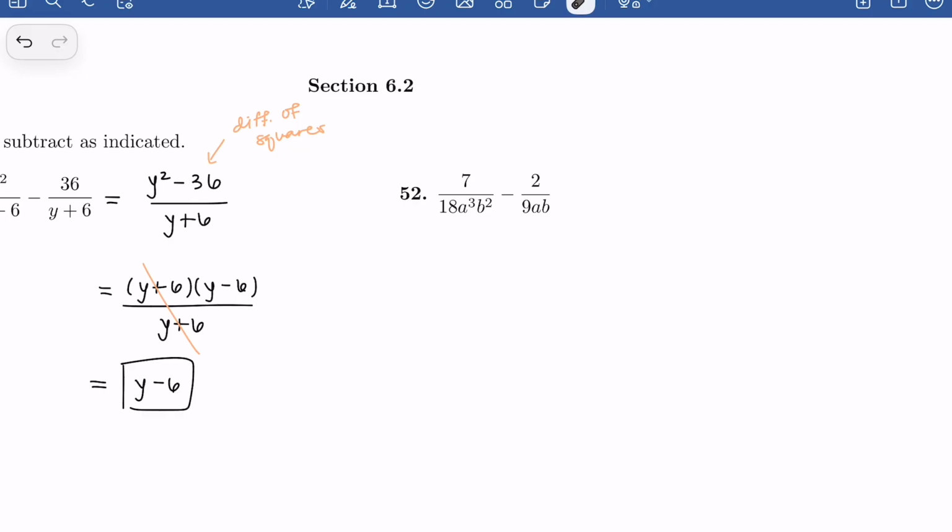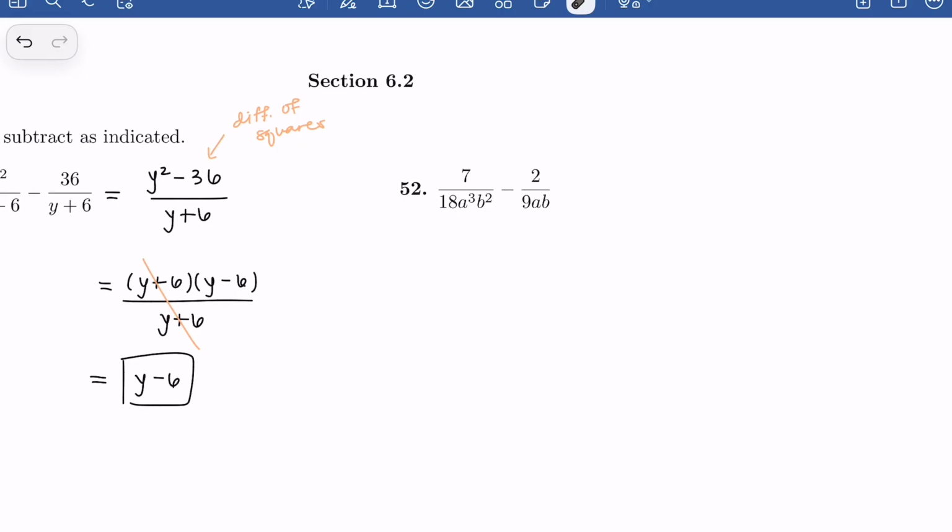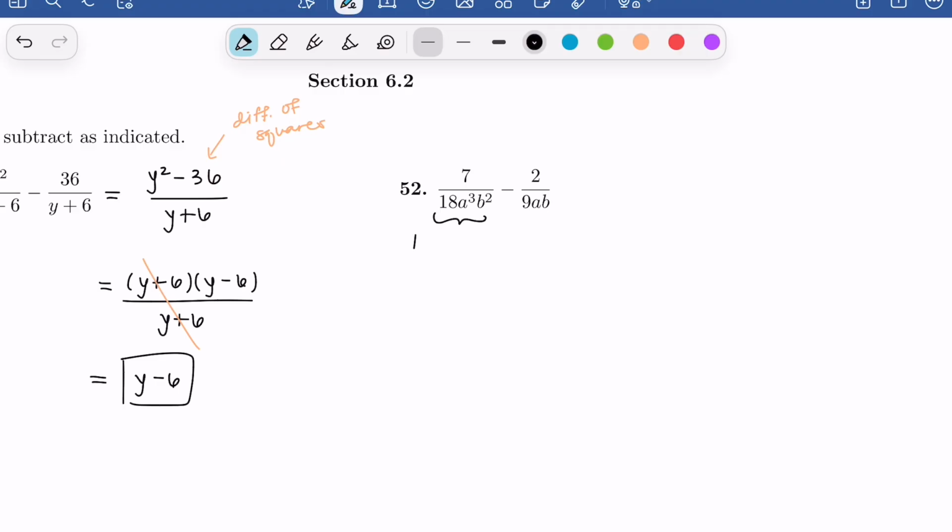Now, the LCD is the least common denominator, and it's going to be the product of all of the different factors from each denominator, with each factor raised to its biggest power. So we'll start by splitting up each of these denominators into their own factors. So looking at this first one, the factors of this denominator is 18, a cubed, and b squared.